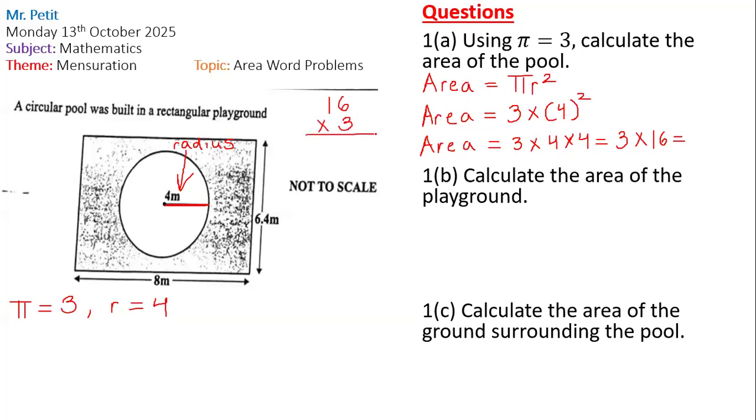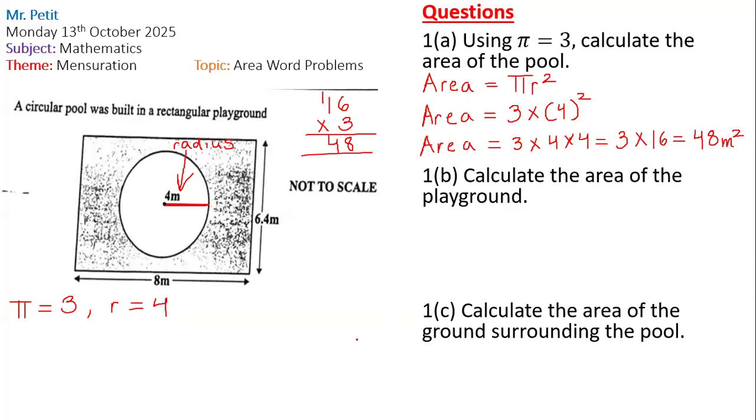We have 3 times 6. What is 3 times 6? 3 times 6 is 18. Put the 8 down. Put the 1 up. 3 times 1 is 3, plus 1 is 4. So it's going to be 48, what? 48 meters squared. Okay. All right.